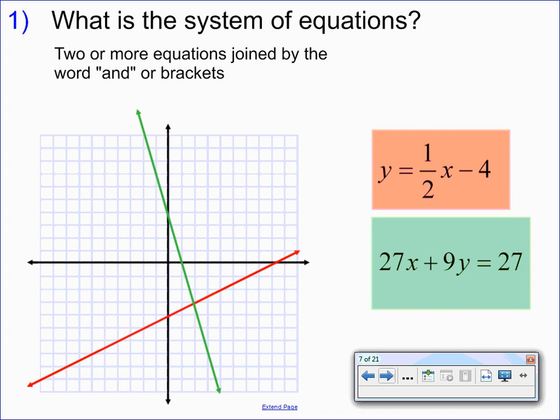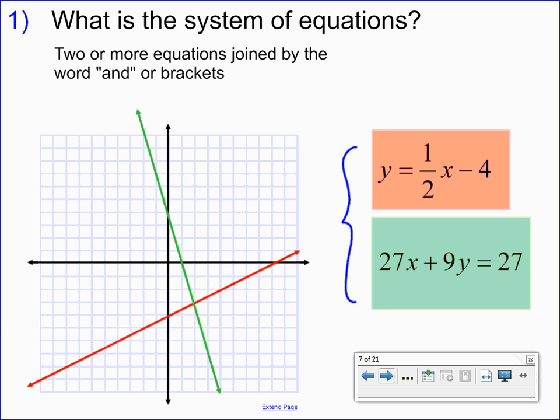So what is a system of equations in this case? Well, the collection of these equations joined by the word and or a bracket is the system. And so this would be the system of equations: y equals 1/2 x minus 4 and 27x plus 9y equals 27. If those are joined by brackets, then that's a system of equations.